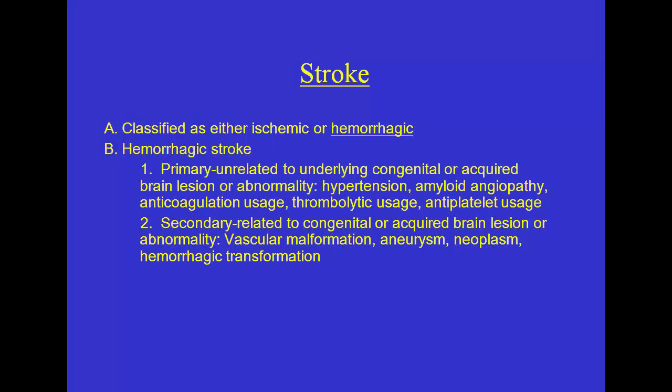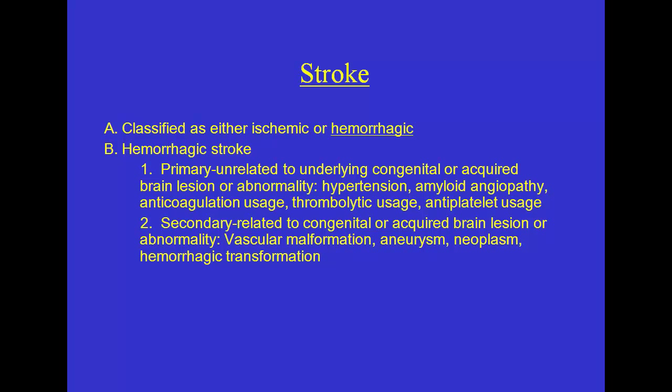All right, so hemorrhagic stroke, which I'm really not going to speak a lot about today. These can be primary, and that is unrelated to an underlying congenital or acquired brain lesion or abnormality. And again, a lot of this is plagiarized directly from this book, which is, I guess, what you guys wanted. So this is just extracted and put in a presentation form for you guys.